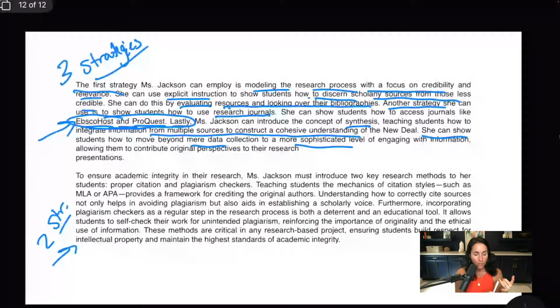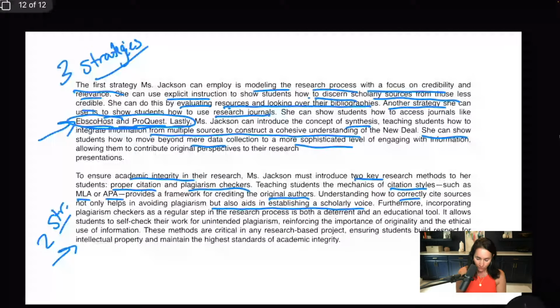All right, paragraph number 2. Now we're talking about helping students avoid plagiarism and cite properly. To ensure academic integrity in their research, Ms. Jackson must introduce 2 key research methods to her students: proper citation and plagiarism checkers. Teaching students the mechanics of citation styles such as MLA and APA provides a framework for crediting the original authors. Okay, so I did say proper citation. That's too general. Let's dig in. MLA and APA.